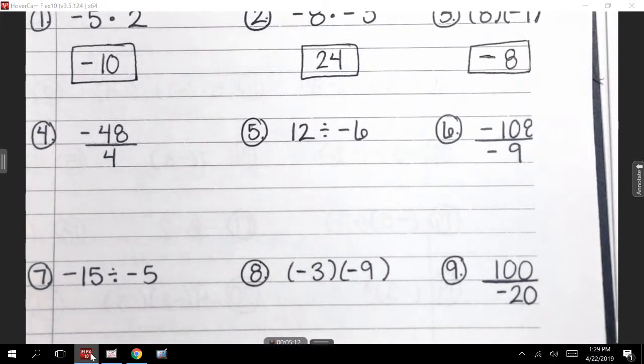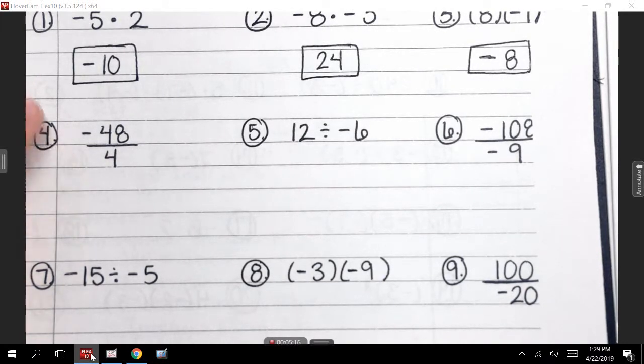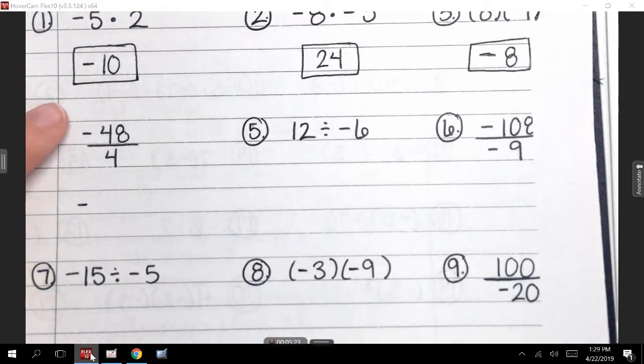Number 4, Harper. Do these have same signs or different signs? Different. They have different signs. So what type of answer will I get? Negative. A negative. So I'm going to write my negative. And Harper, what is 48 divided by 4? 12.